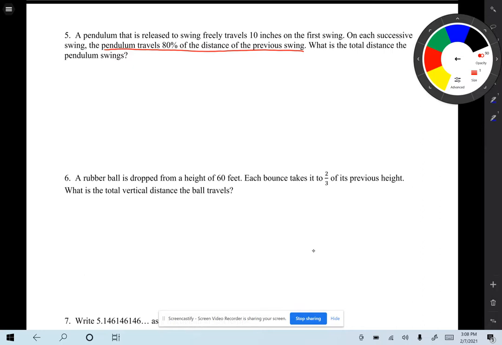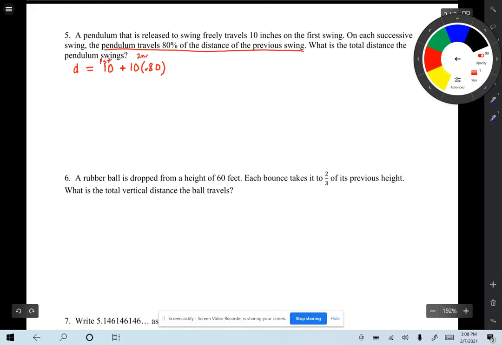So the best way to do this problem is distance equals, so the first initial swing is 10 inches. It travels 10 inches. After that, each successive swing is 80% of that. So if you multiply 80% times 10, that'll give you 8 inches. But we want to write it as a geometric sequence. So we're going to have the 10 times 0.8, which is 80%. The next one will be 80% of that, 10 times 0.8. So this is the first swing.